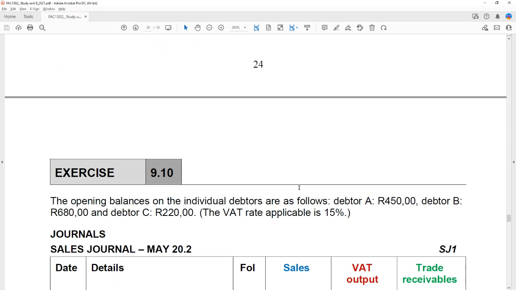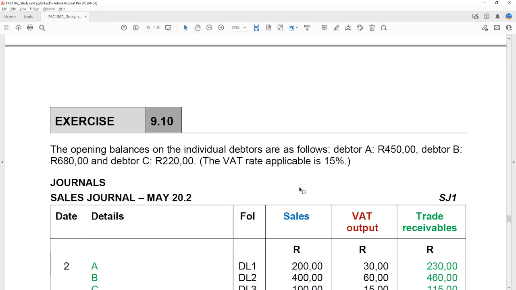Now we're going to look at exercise 9.10. This will be the last item that we do, working through exercise 9.10. But that will explain to you how you will record, or this is an example of what we've just done, looking at all the different types of entries that you will have in your trade receivables control account.